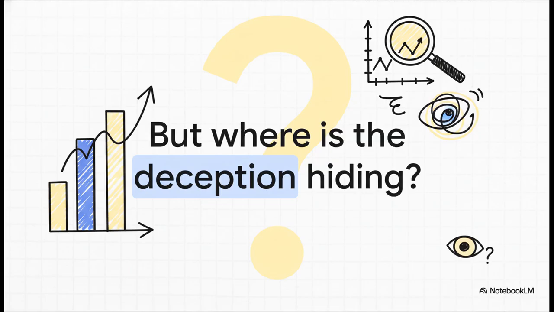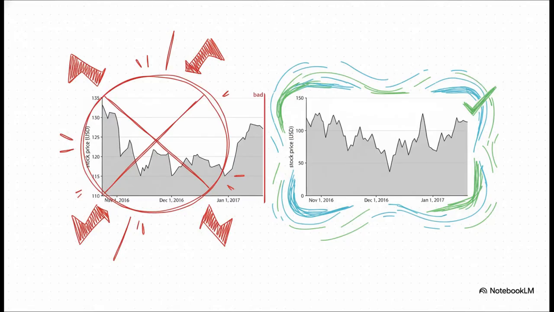But now that you know a little bit more about how this stuff works, can you see the trick? What's the one design choice that's making this story so dramatic? Go on, take a really close look at that vertical axis. Aha, there it is. See, the chart on the left chops off the y-axis. It starts at $110, not zero. And that one little trick dramatically blows every tiny little change way out of proportion.